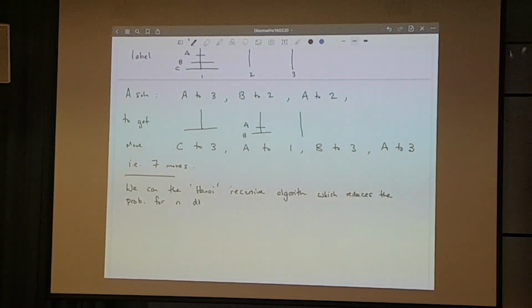And that's the essence of a recursive algorithm to the problem for n minus 1 disks.